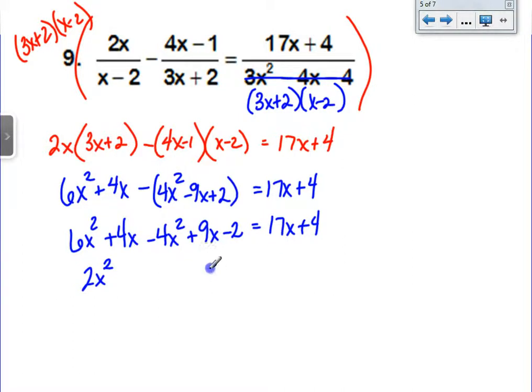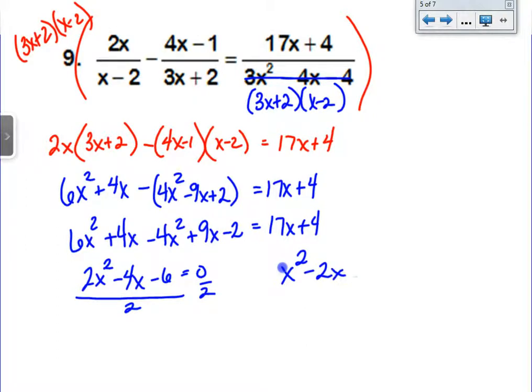13x, and we're going to subtract the 17 over. So 13 minus 17 is a -4x. And then we have a -2, but I would take the 4 over as well, so that's a -6. Oh, good news. This quadratic has a common factor of 2 that I could go ahead and divide by. So we have a much nicer quadratic.